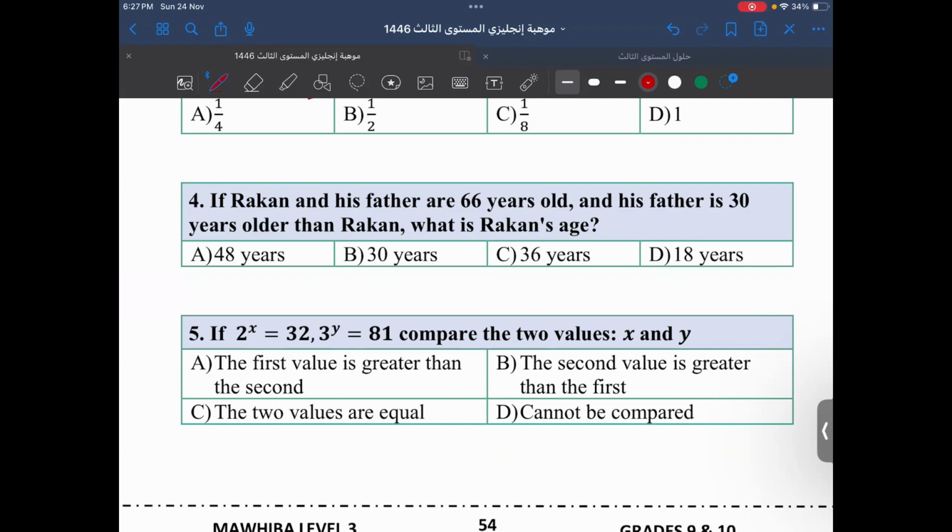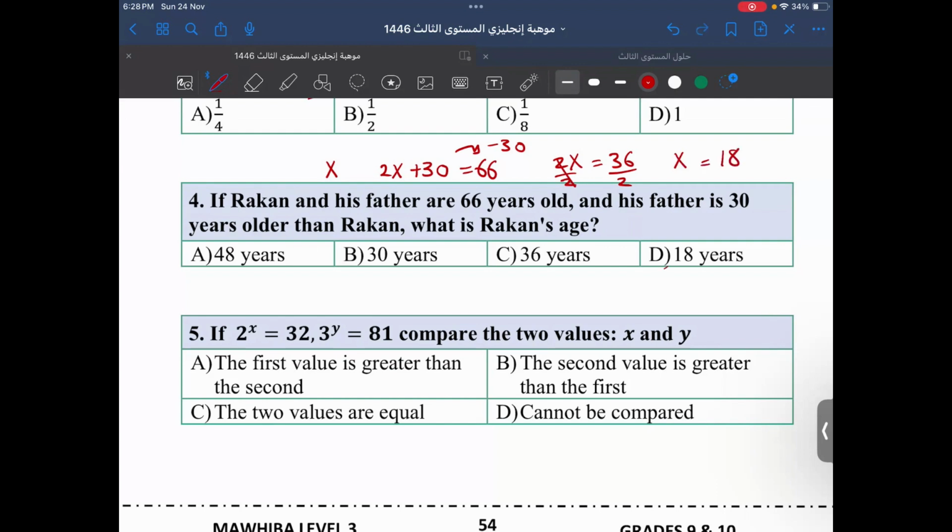Okay, so in the 66 years, there's his father's entire life, and then there's Rakan's life. And then in his father's life, there's also Rakan's age as well. So Rakan's age is there twice. Yes. So if Rakan's age was X, it would be 2x, so 2 times Rakan's age, plus the 30 years that Rakan wasn't there, equals 66. And so if we do the minus 30 on both sides, 36, and then divided by 2 equals 18.